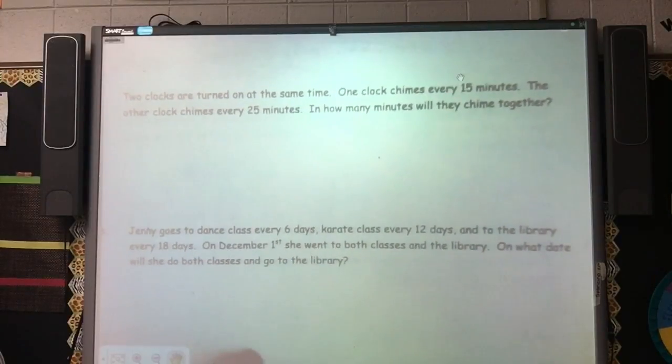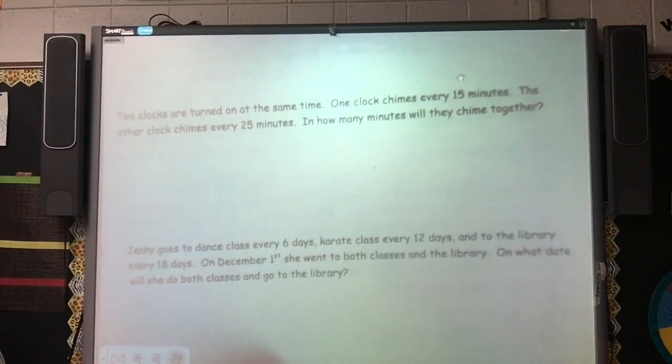Last one. Jenny goes to dance every 6 days, karate class every 12 days, and to the library every 18 days. On December 1st, she went to both classes and the library. On what date will she do both classes and go to the library? So in other words, when will it come together again that she will do all 3 of those things? So that one again is going to be least common multiple, but you got 3 numbers. You're still going to bring down 1 from every column. You're just using 3 numbers instead of 2.